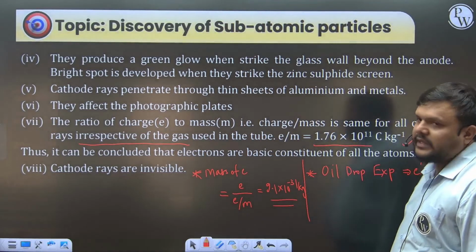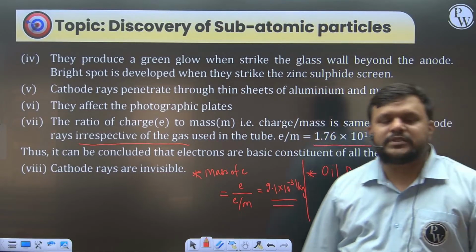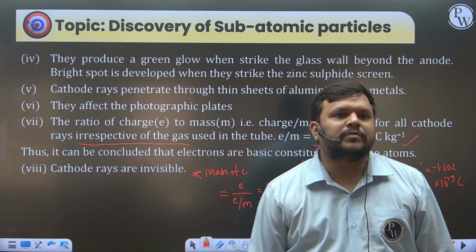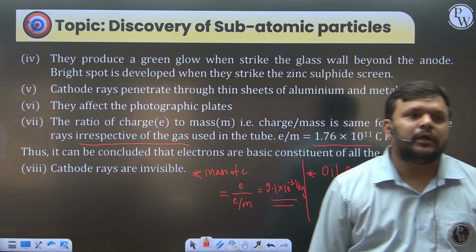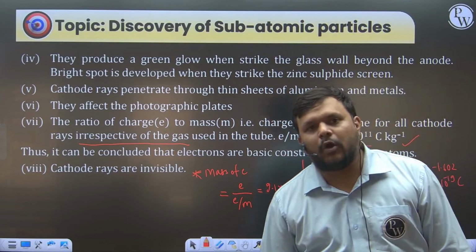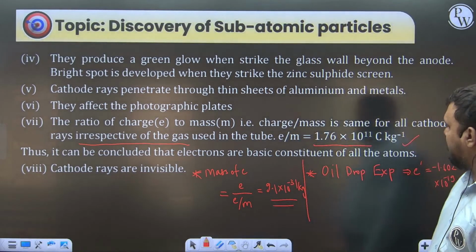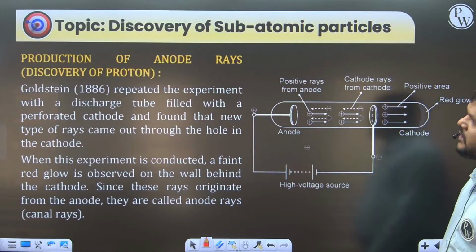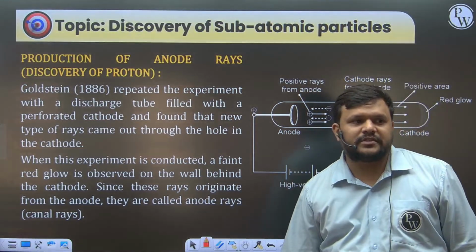So this was the cathode ray experiment carried out by J.J. Thomson. So definitely J.J. Thomson is responsible for the discovery of the electron. So let us continue. The next discovery, that is the discovery of anode rays.